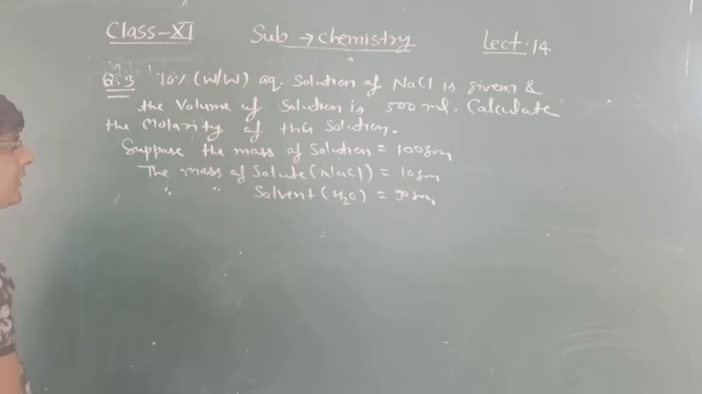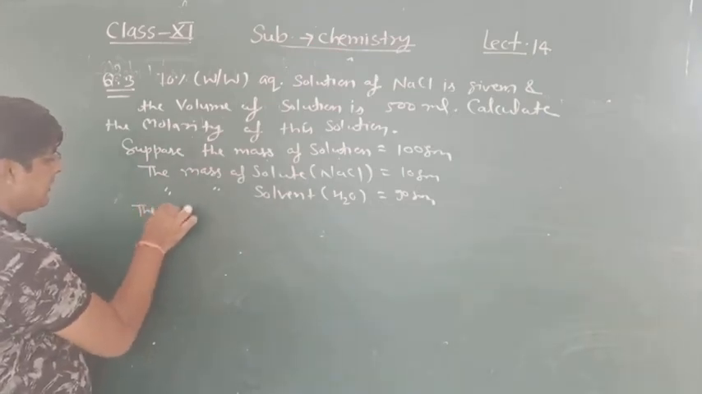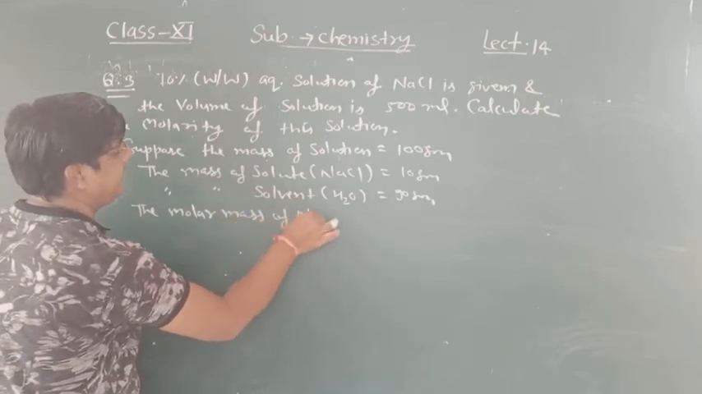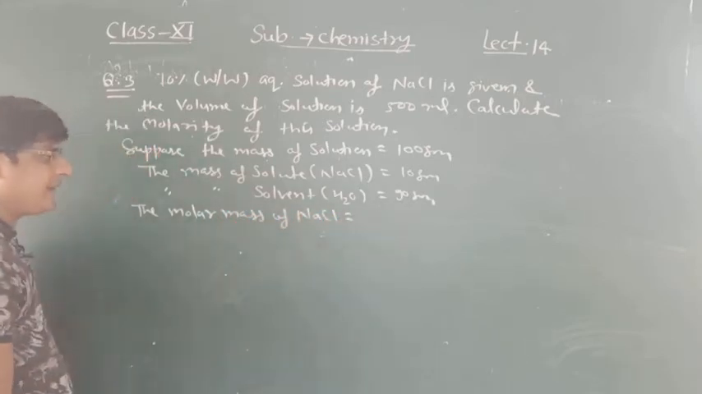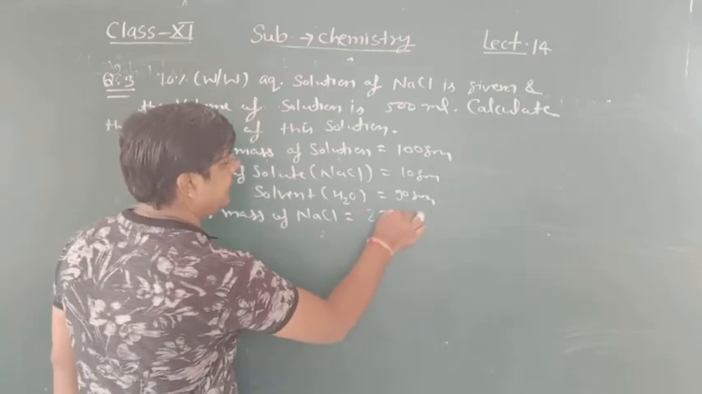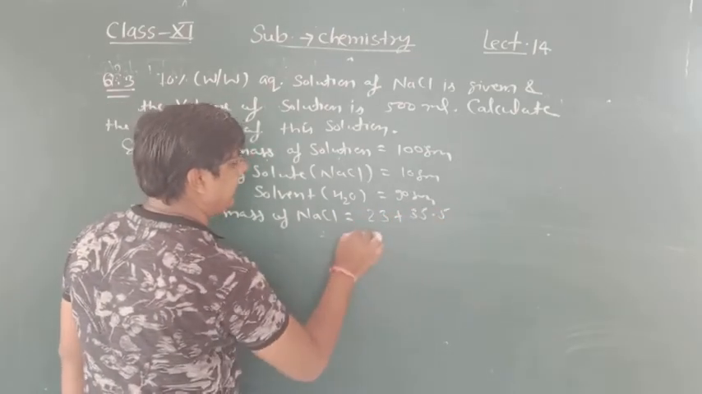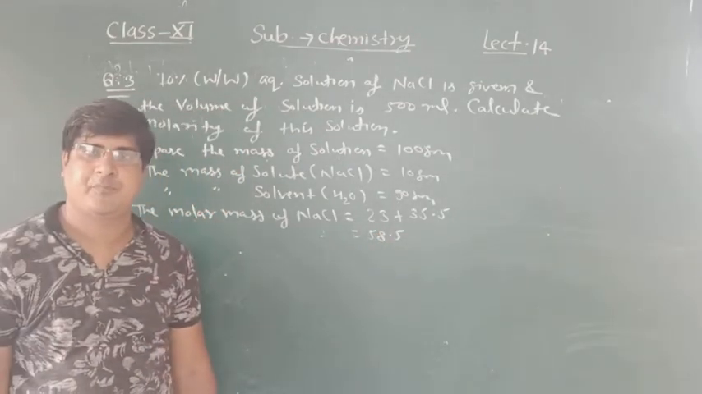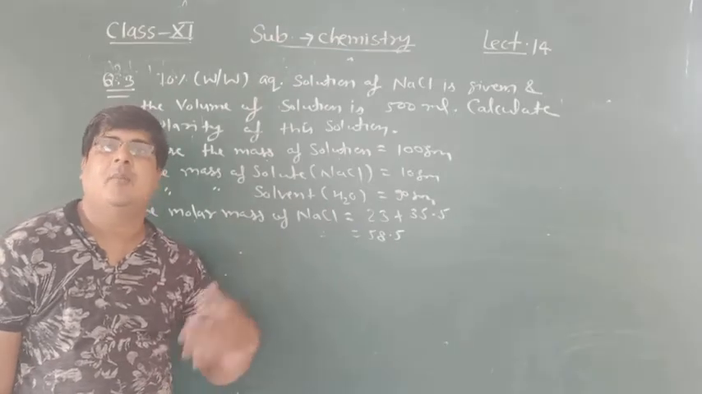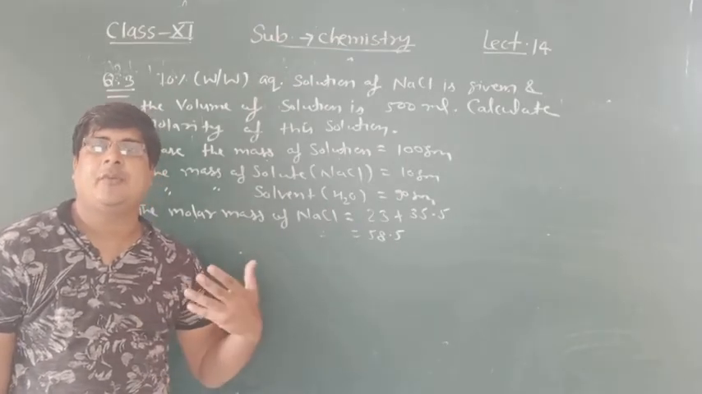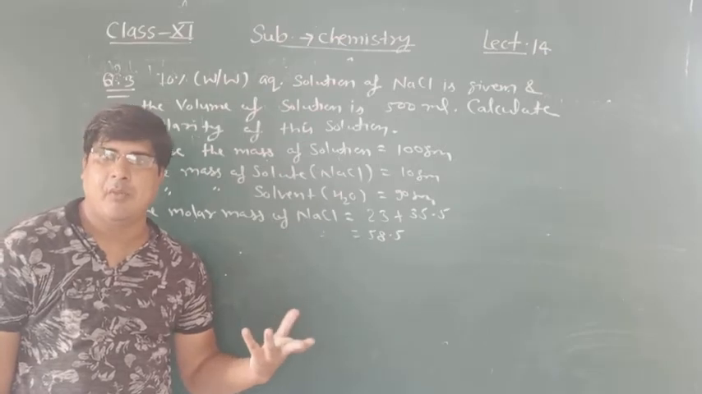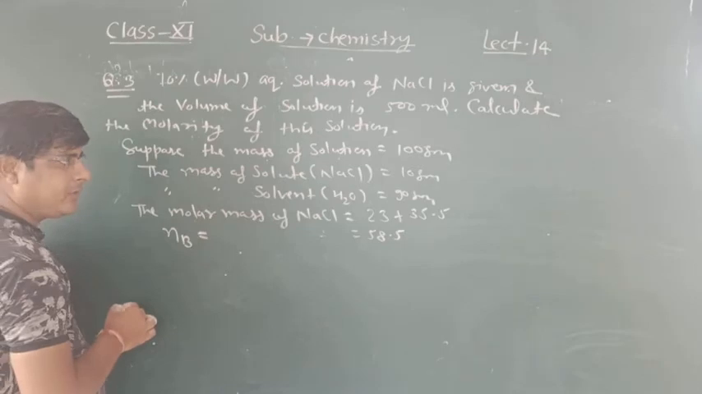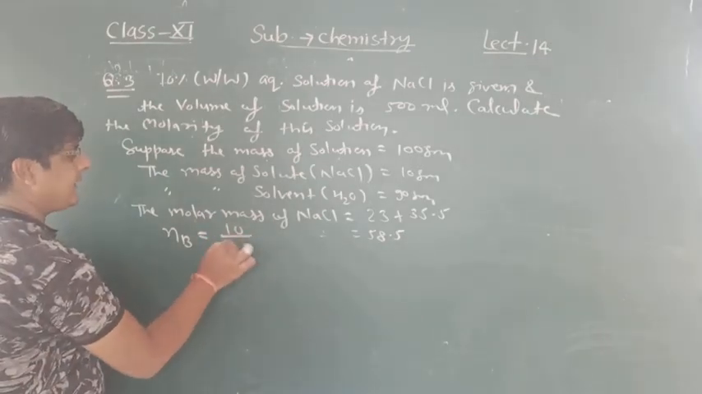The molar mass of NaCl, we can easily calculate. Na means 23, chlorine means 35.5, so 58.5. This is the molar mass of NaCl. So mass is given, molar mass is given, so we can easily find out the number of moles of solute. n_B will be mass upon molar mass of solute. Mass is 10 and molar mass is 58.5.